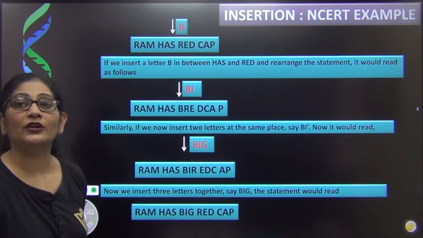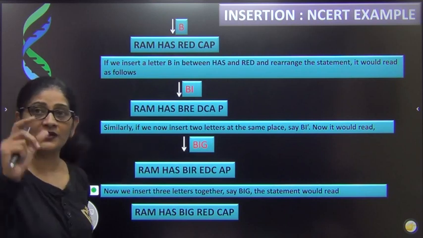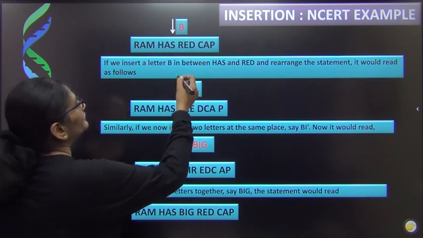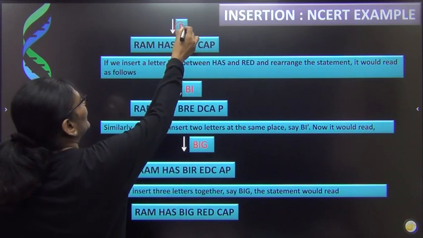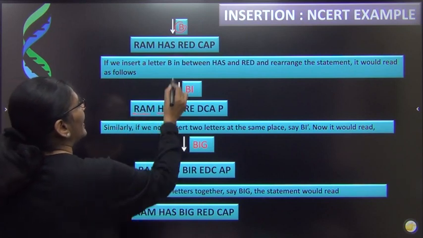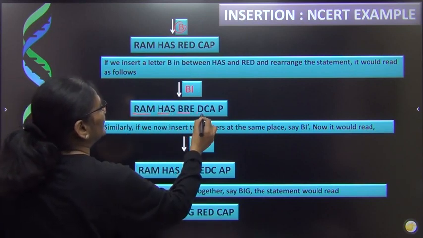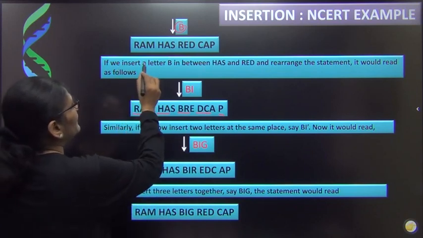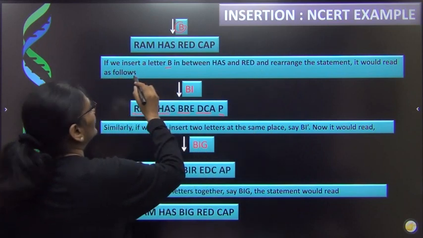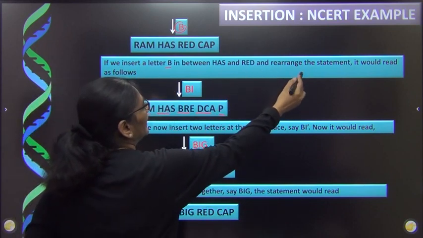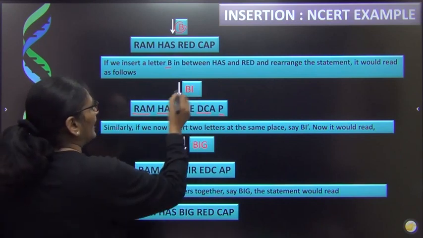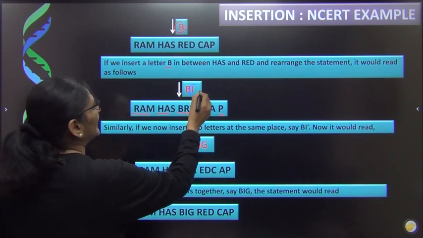In this sentence you will notice that all the words are of 3 alphabets, just like the codons. Now I added one alphabet B over here. So now what will become? It will become Ram has BREDCAP. When we insert a letter B in between has and red, and rearrange the statement, it will read like this. Now I add another alphabet I, right?